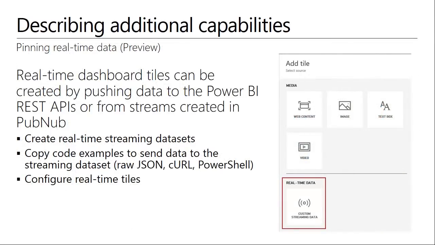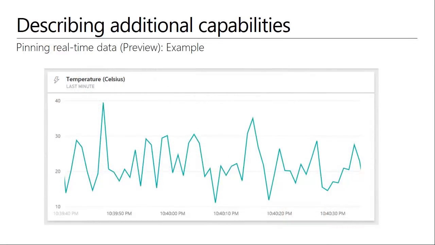Pinning real-time data. This is a new and preview feature at this stage. Real-time dashboard tiles can be created by pushing data to the Power BI REST APIs or from streams created in PubNub. You can create real-time streaming data sets, and there are code examples provided to you to facilitate creating the programmatic logic required to push to your individual dashboard tile. Here's an example, although it's not an animated example, of a real-time dashboard tile. If you can just imagine that it would update by the second, delivering temperature statistics. This is a very interesting Internet of Things example.